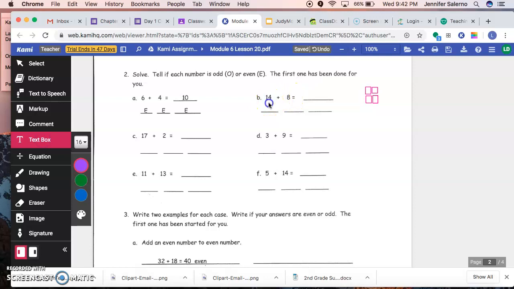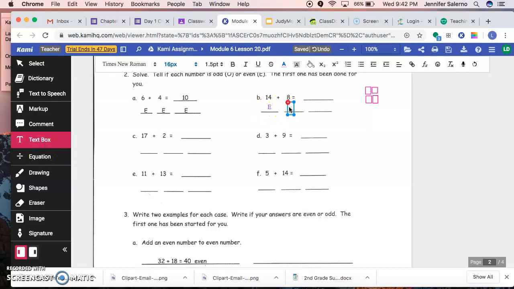So I'm going to come here, I'm going to do in my text box, and I'm just going to put an E for even, okay? Then I have the number 8. Again, I know that 8 is an even number. 2, 4, 6, 8. When I'm counting by twos, everything has a pair, okay? So again, now I'm going to put here even.